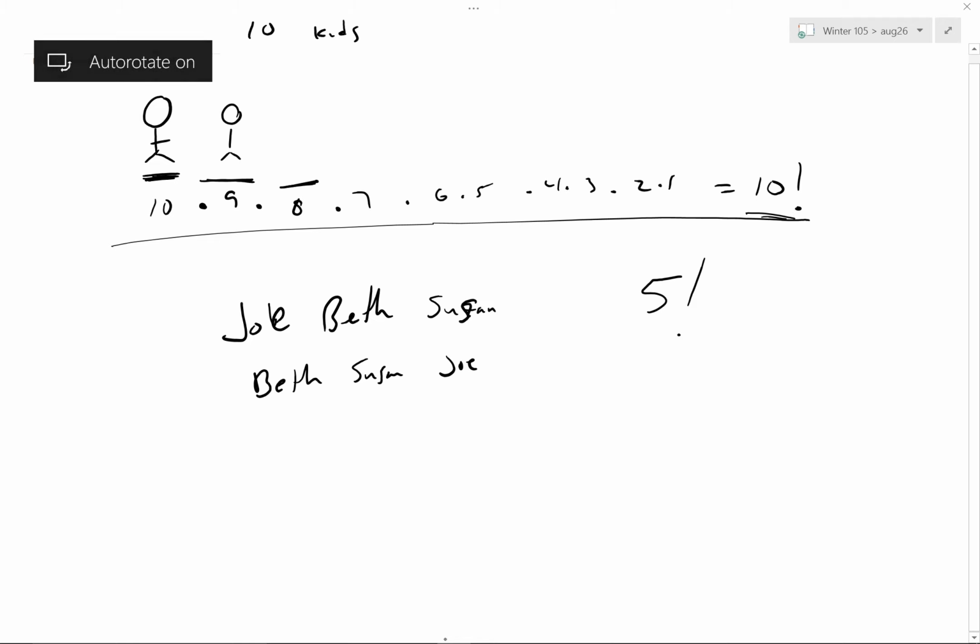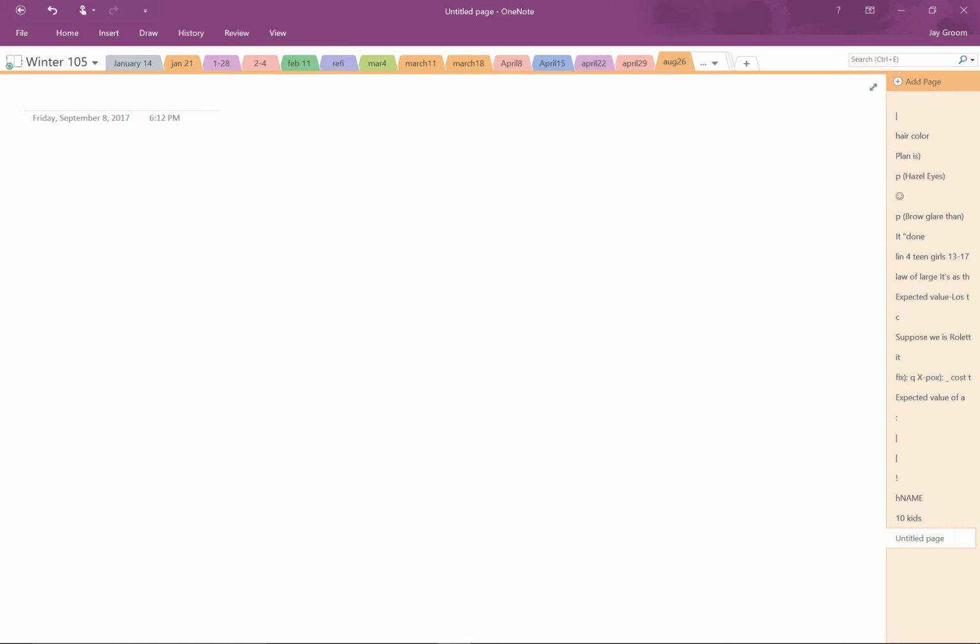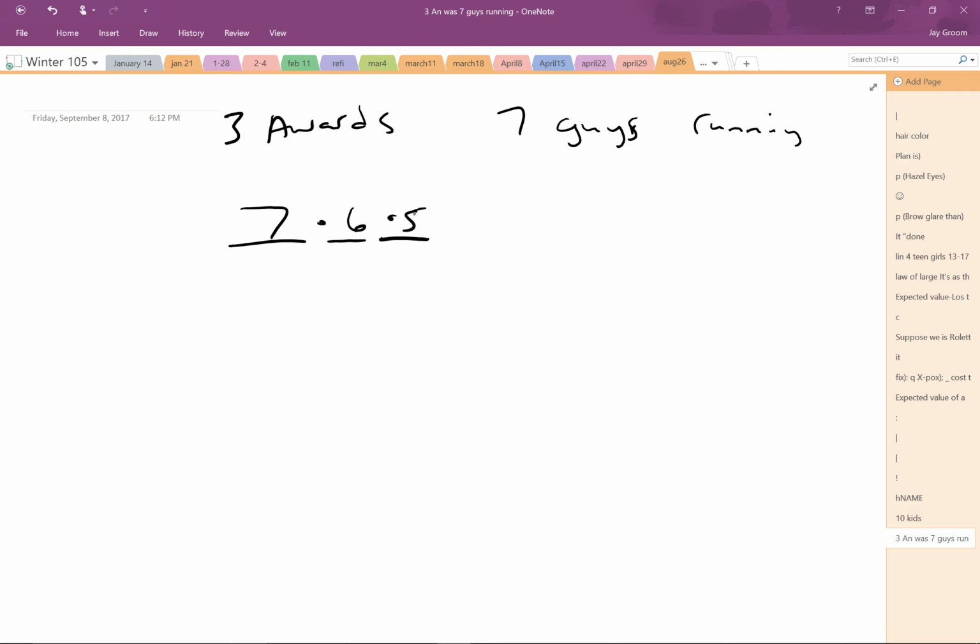Now you're like, well, wait a minute. What if there was only 3 awards in a race, but 7 guys are running? Okay, well, does order matter? Sure it does. So you'd have 7 choices for the first place guy, and 6 and 5 like this. This is similar to factorial, but it's a little bit different. It's what's called a permutation. Now, what we have here is we have 7 things, and we're taking them 3 at a time.